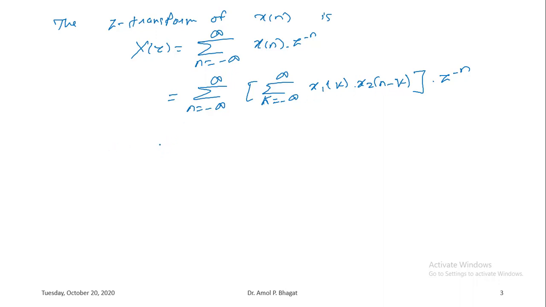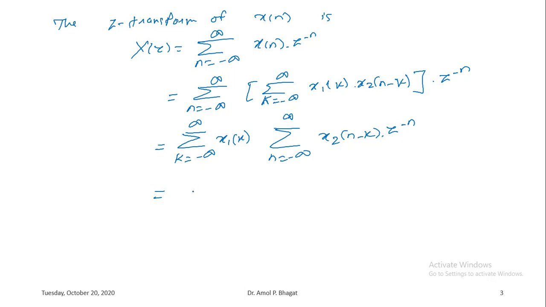Here I can take the summation k equals minus infinity to infinity x1 of k outside the summation over n. I will make some adjustment here to simplify these terms. So I keep summation k equals minus infinity to infinity x1 of k outside the summation n equals minus infinity to infinity. The remaining terms are x2 of n minus k into z to the power minus n. To this summation over n of x2 of n minus k into z to the power minus n, you can apply the time shifting property.